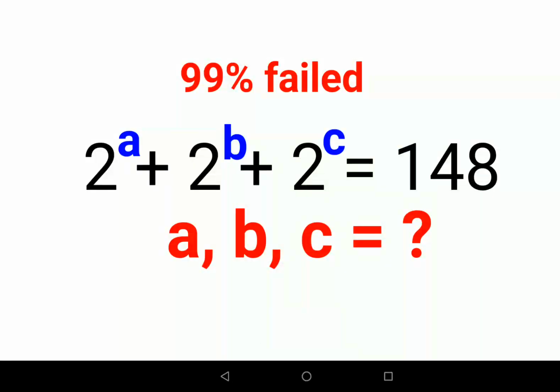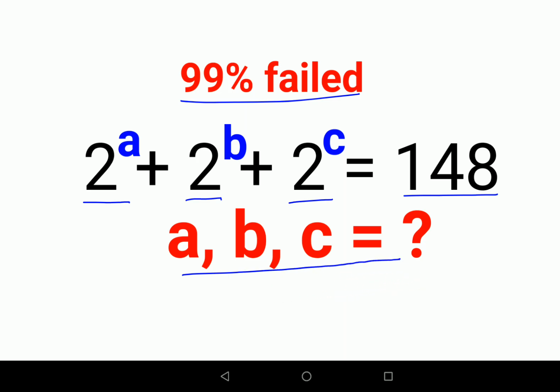Welcome everyone. Today we're going to solve a very nice problem, which is an indices problem, and trust me, 99% of people could not figure this out. It's super easy, but still people got stuck. We have 2^a + 2^b + 2^c = 148, and we need to find the values of a, b and c.